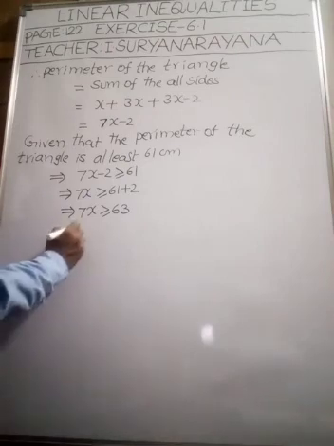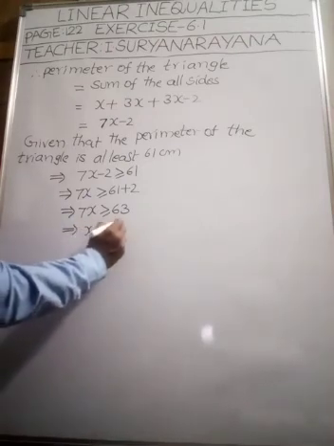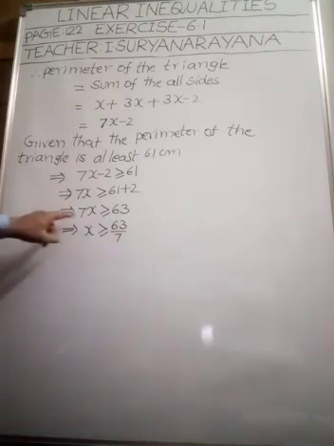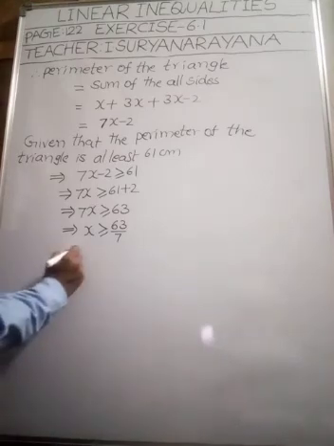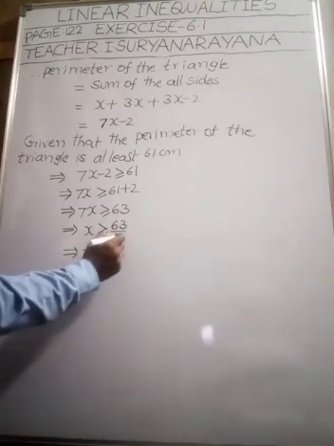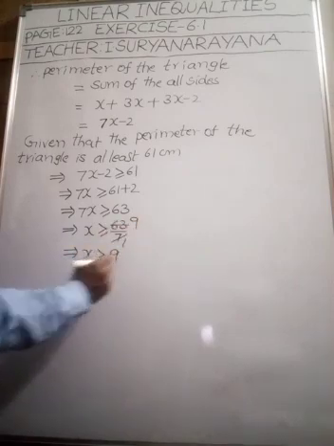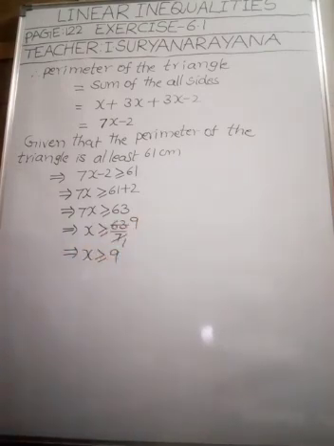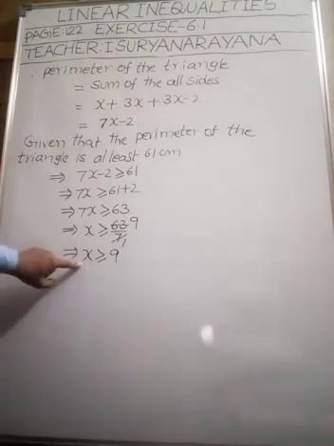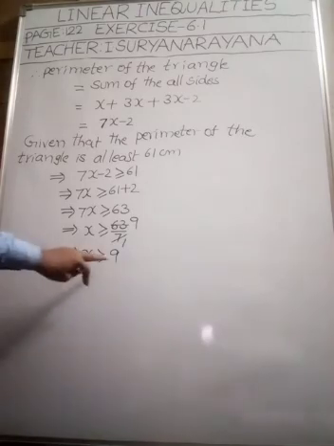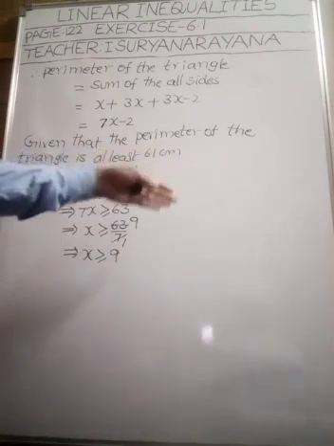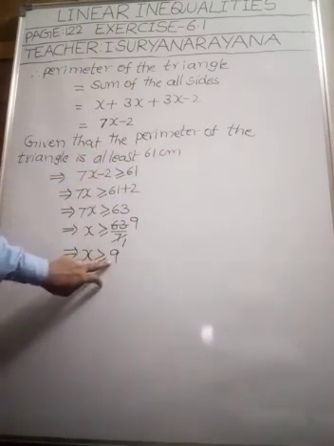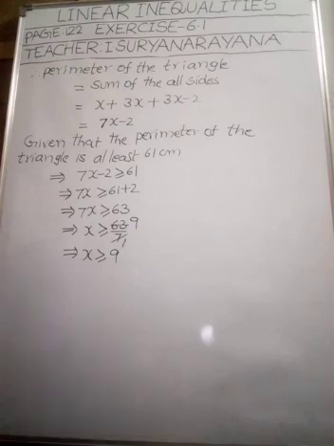Right. This implies x is greater than or equal to 63 by 7. We are transposing 7 to the RHS. Then it becomes divided by 7. This implies x is greater than or equal to, 7 ones are 7, 7 nines are 63. So x is greater than or equal to 9. Okay, my children. So this is nothing but the shortest side of the triangle. What is the least number? 9. The value of x may be 9 or more than 9. So the least value of x is 9. Understood this, my children?